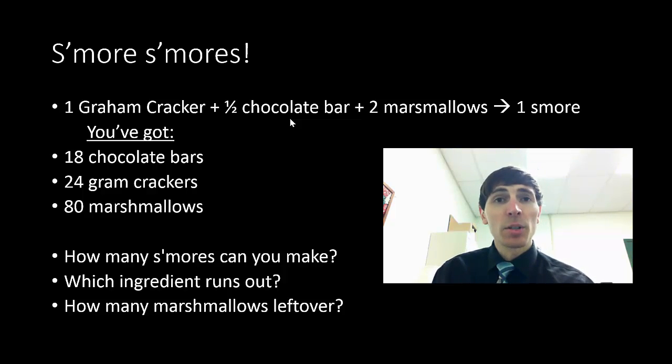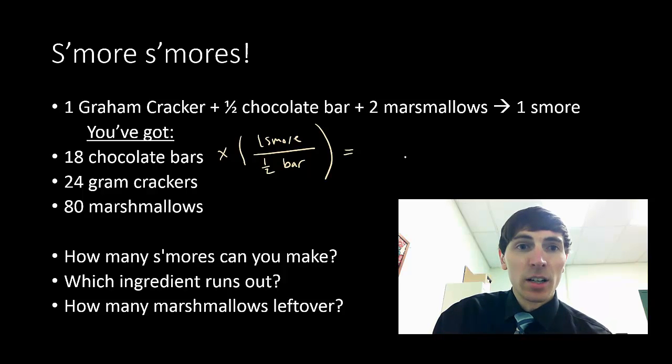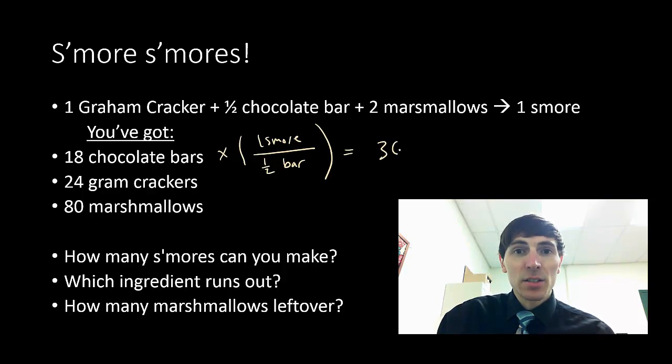The problem with all of this stuff is that I may actually not be able to make all the s'mores that each one of these ingredients would tell me I could make. For example, if I have 18 chocolate bars and I want to figure out how many s'mores I could make, I look at my recipe. I could make one s'more for every half a chocolate bar. So I take 1 divided by a half. I'm going to have enough chocolate to make 36 s'mores.